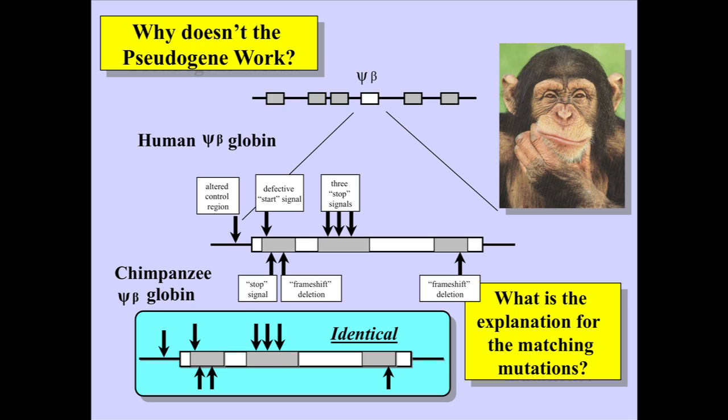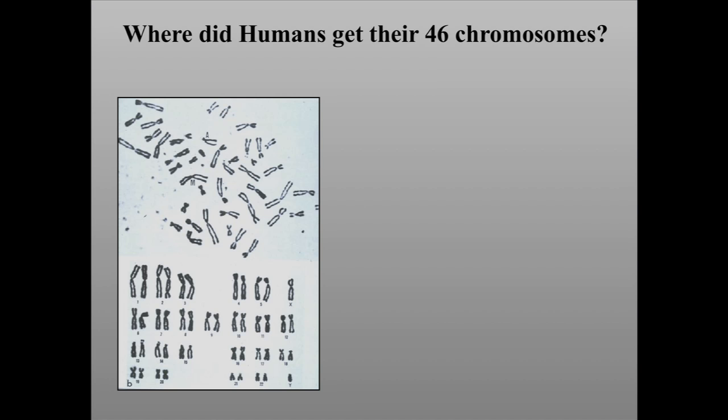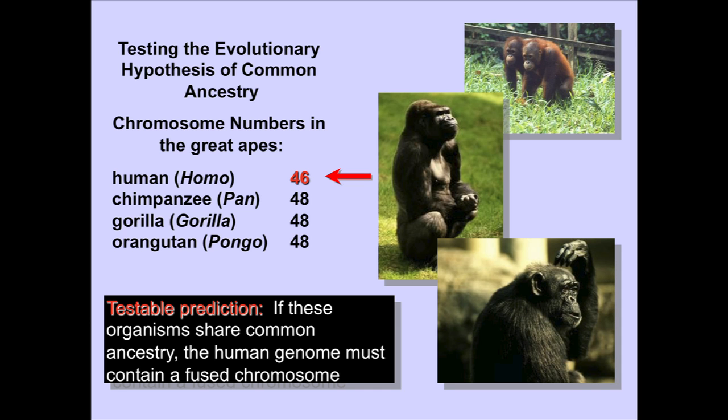If we do a sequence comparison of the same pseudogene for beta globin in the chimpanzee, Pan paniscus, we see that the chimpanzee has the same identical matching mutations. So now we have the chimpanzee genome and can do those kinds of analyses. Where did humans get their 46 chromosomes? Our most closely related primates have 48.